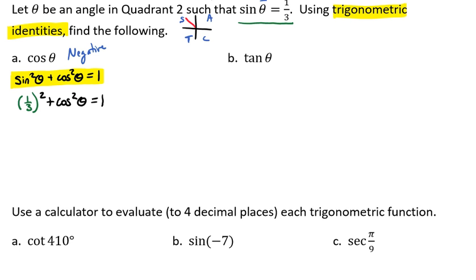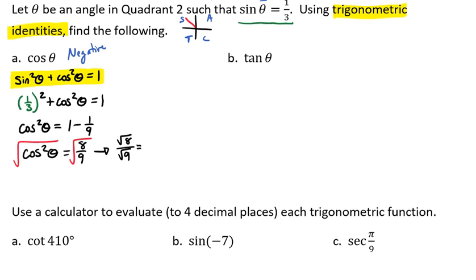So we're trying to get the cosine of theta by itself. Because the sine of theta is 1/3, and we're told that, we can plug in 1/3 into our equation here, and we'll square that. Now we'll subtract that to the other side, giving us the cosine squared of theta equals 1 minus 1/9. From there, we'll have the cosine squared of theta equals 8/9. We'll square root both sides.